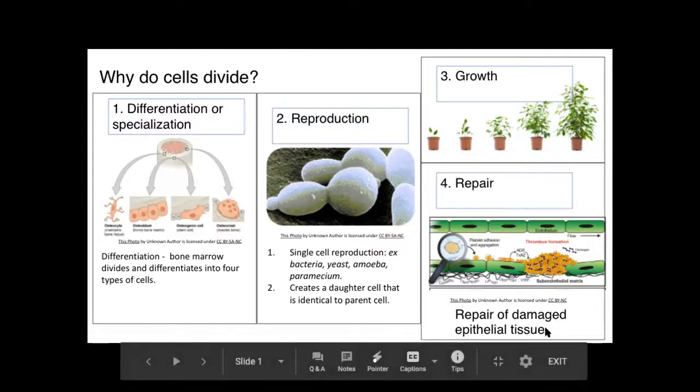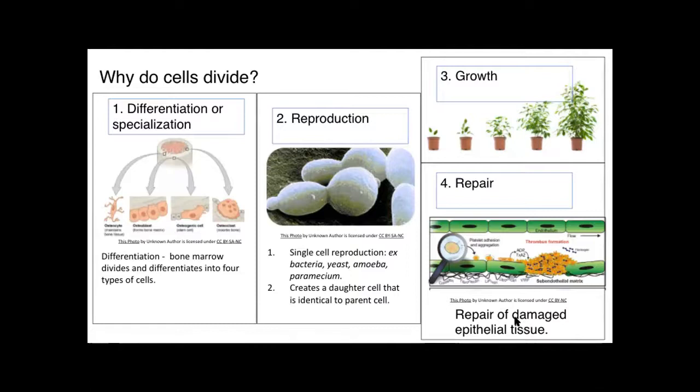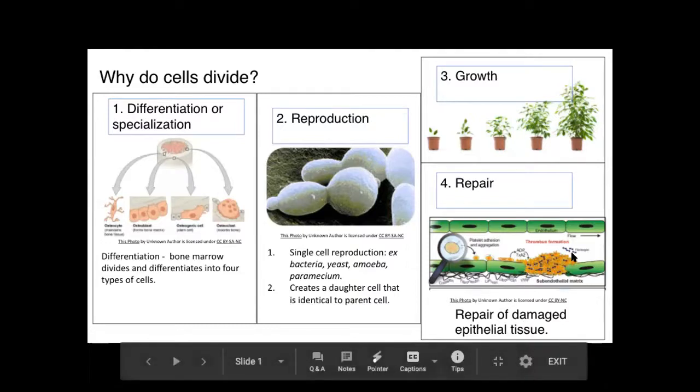You also do this with repair. You repair damaged epithelial tissue. That's your skin. So let's say you get a paper cut. It's going to form a clot so that you don't bleed to death from this paper cut. And then what's eventually going to form is new skin underneath the scab. So it's going to scab over, and then you get new skin underneath the scab, and eventually the scab will fall off. And it's magic.